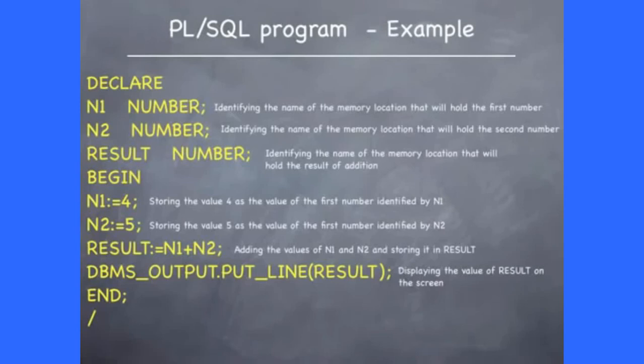The next statement assigns the value 5 to N2. This is then followed by the arithmetic of the two numbers being done. The arithmetic is done by saying result is equal to N1 plus N2. The values of N1 and N2 were added and stored in the variable called result. Then we displayed the value of the variable result by using a DBMS output line statement. Finally, the program ends with the keyword end.